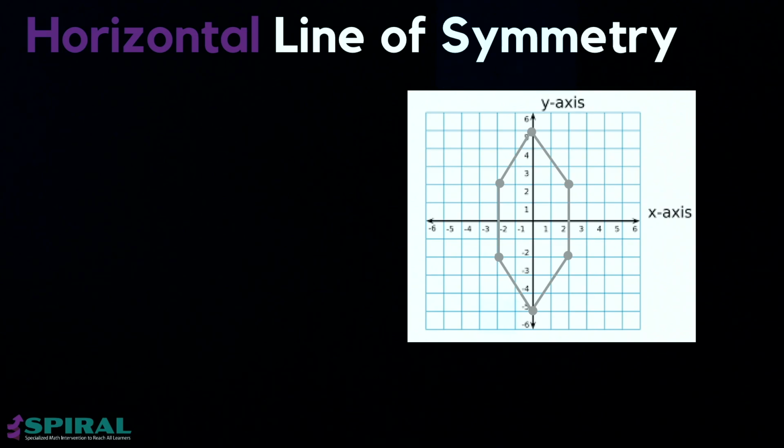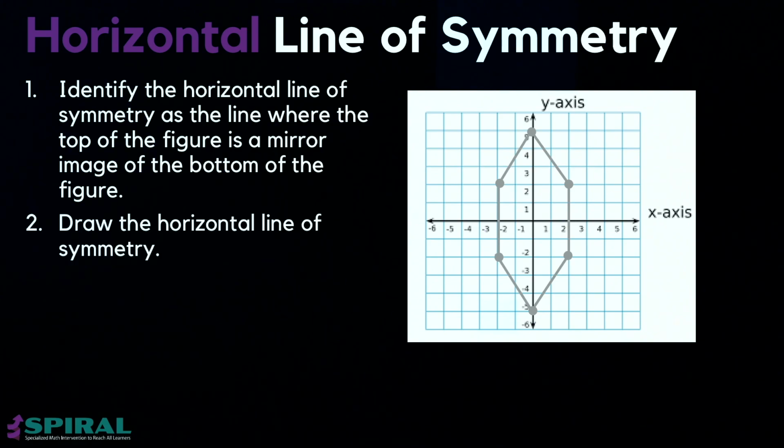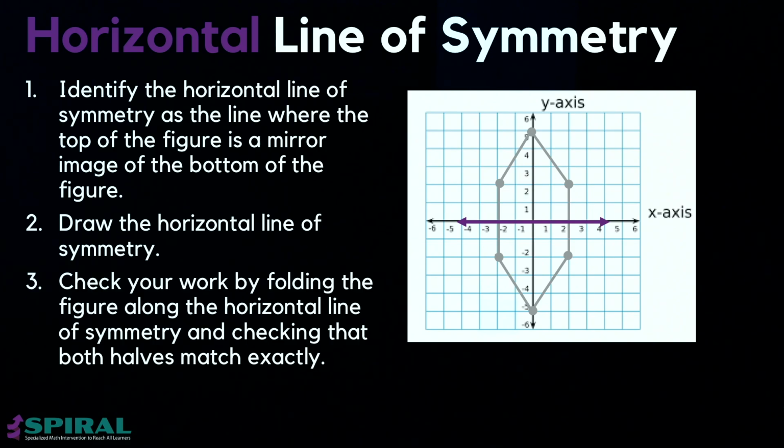Now let's discuss horizontal lines of symmetry. First, in order to draw a horizontal line of symmetry, students can identify the horizontal line of symmetry as the line where the top of the figure is a mirror image of the bottom of the figure. Next, they will draw the horizontal line of symmetry as you see here. And third, students can check their work by folding the picture along the horizontal line of symmetry and checking that both halves match exactly.